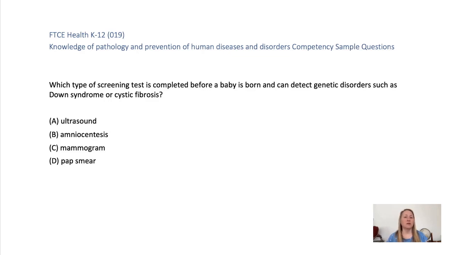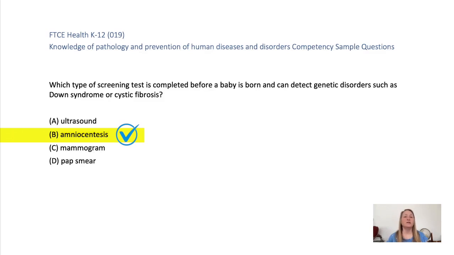C. A mammogram is incorrect. A mammogram is used to screen for breast cancer in adults. D. Pap smear is incorrect. A pap smear checks for cervical cancer in the mother. It does not detect anything about the baby or genetic conditions. The correct answer is B.